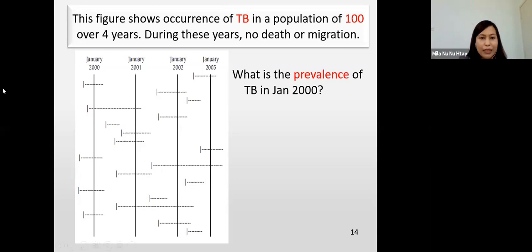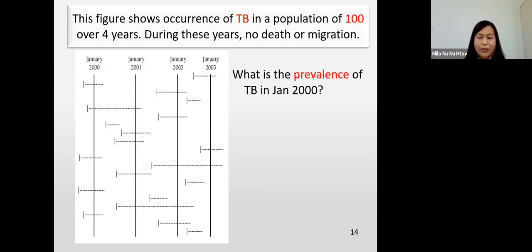Then if you look at these small dotted horizontal lines, each and every line represents a tuberculosis patient, a TB patient. And the total number of population in that area is 100. And it was stable over 4 years. There is no death, no migration. So we consider that population to be stable. Total number of the population is around 100, and they would like to look for tuberculosis in that defined population.